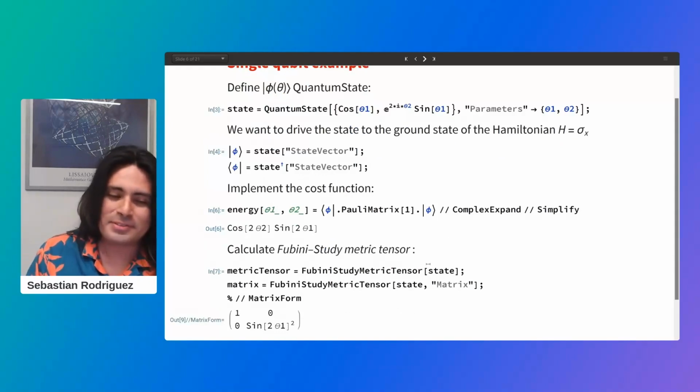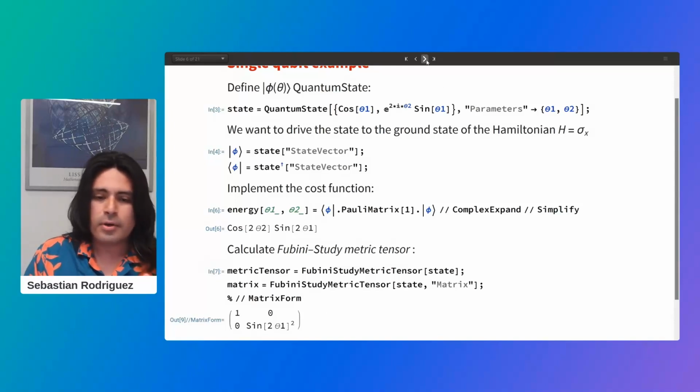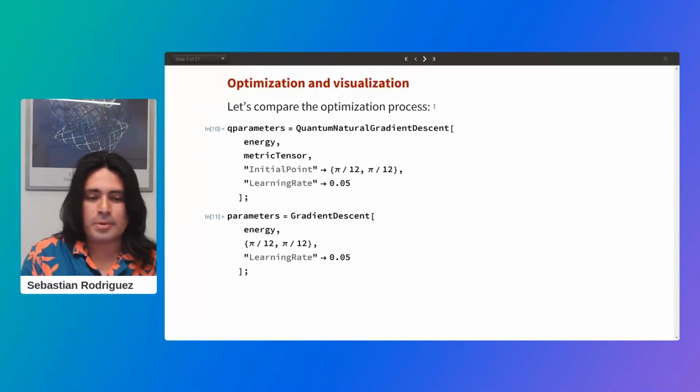The input for this function is a quantum state that we already find here. This quantum state must have parameters defined. In this case, we define theta 1 and theta 2. And as you can see, this matrix is not that complicated. So now, let's start optimizing.